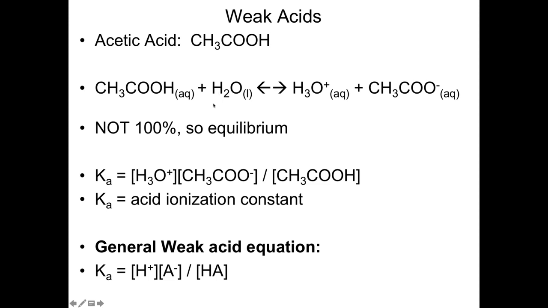The Ka for this equation will involve the H3O plus, which can be generalized as H plus. We have the acetate ion, which can be abbreviated as A minus, which stands for the conjugate base, or the item coming off. And then we have the original acid, which is HA. Therefore, its Ka is going to equal the concentration of H plus multiplied by the concentration of A minus, divided by the concentration of HA.